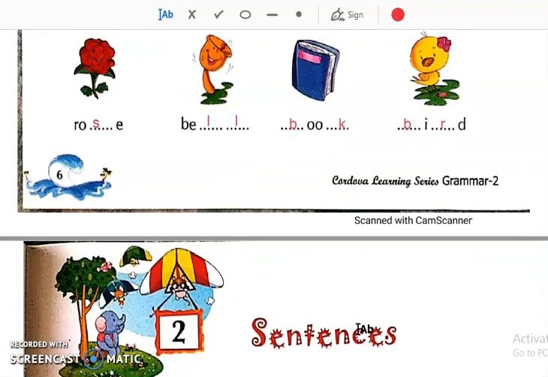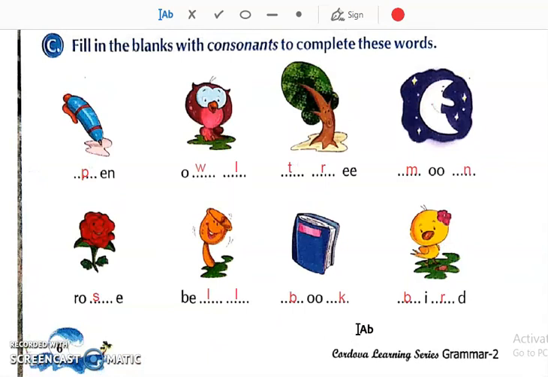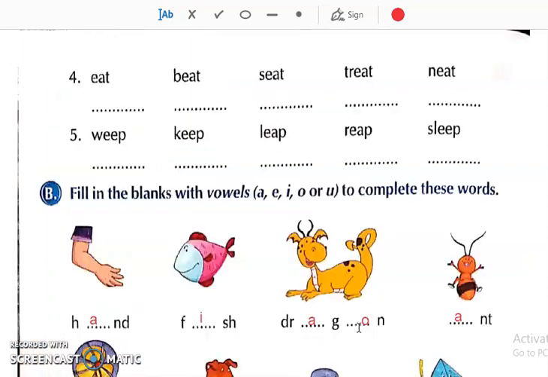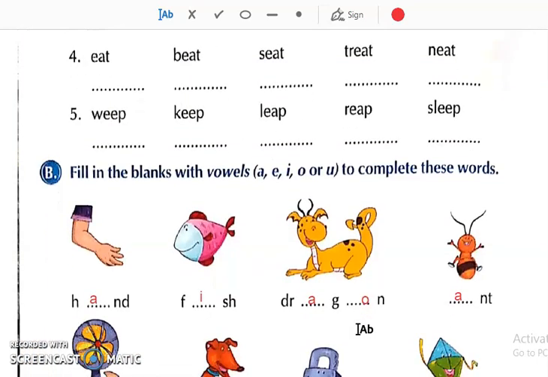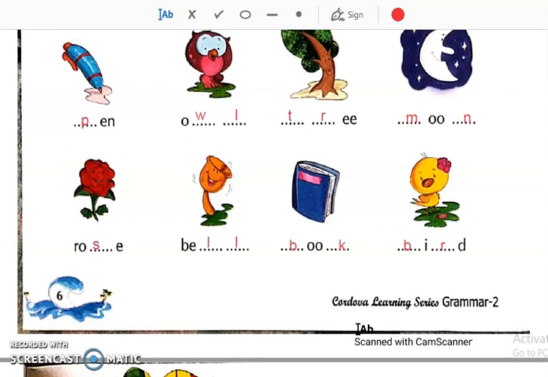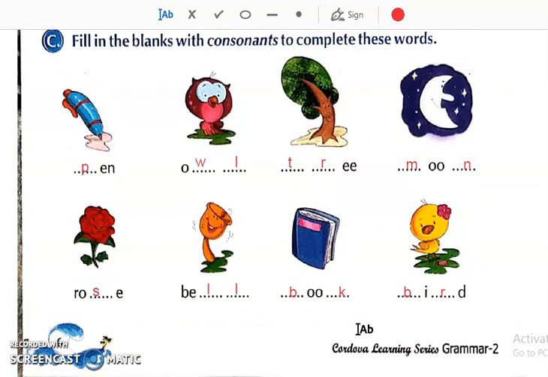Okay. Yes. So here we have completed the first chapter, which is very easy alphabet fun, where we just have to learn the alphabetical order and fill the words with vowels and consonants. So students, see this video and complete this much in your English 1, English grammar textbook, and we will continue in the next class.